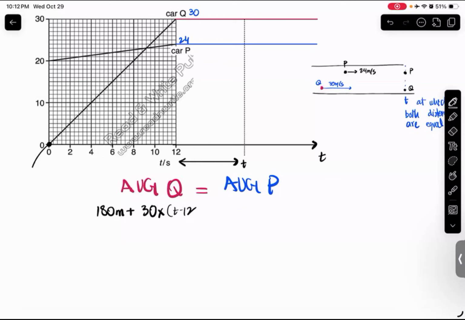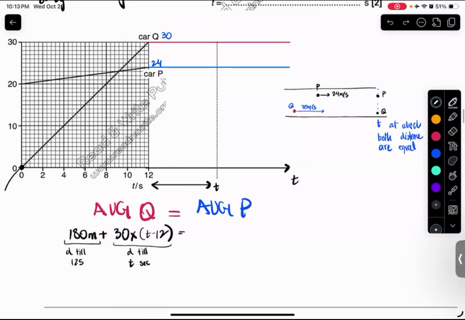Imagine if this is 15 and this is 12, how would you calculate this? You would just do 15 minus 12. But we don't know it's 15, right? It's T, it's unknown. It's literally what we have to calculate. So this is the distance till 12 seconds. And this is the distance till T seconds. Okay. We don't know what that is, but let's write that as it is.